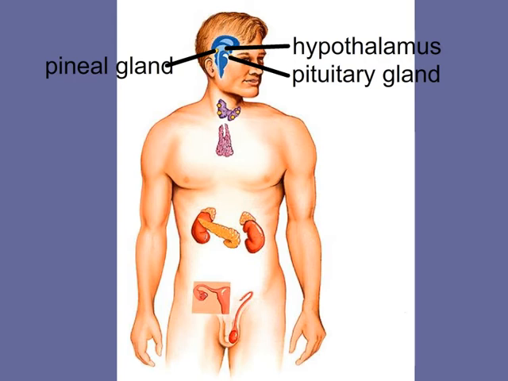The pituitary gland, although it's very small, secretes and manufactures over 9 different types of hormones. The pituitary is divided into anterior and posterior lobes, each of which work very, very differently.